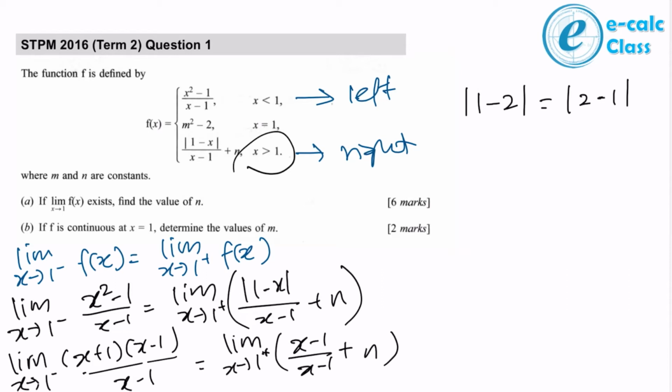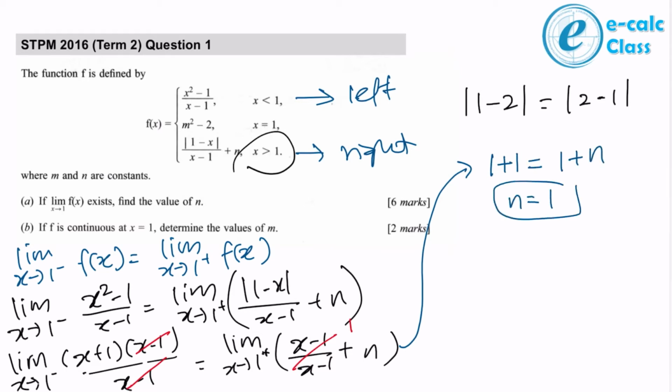And why do I want to do it like that? Because this is actually 1, and this and that can cancel. Can you substitute 1 now? Yes. If you substitute 1, you will not get anything weird, right? So now you have 1 plus 1, this entire thing is 1 plus n. So obviously your n is equal to 1. Finish.